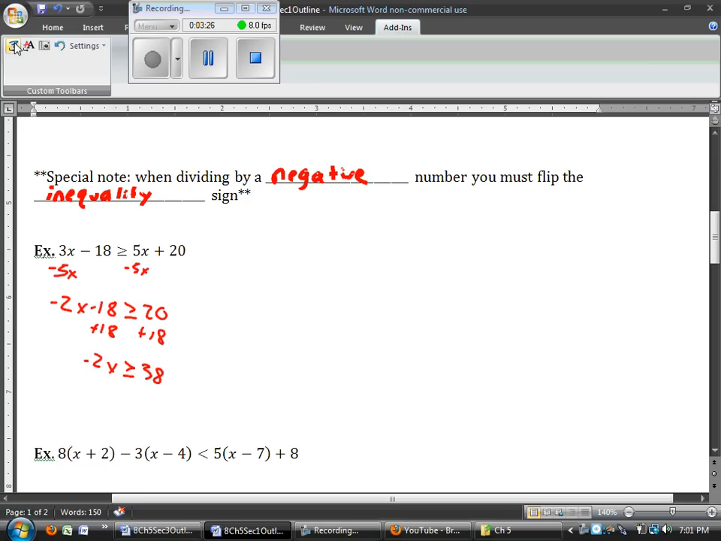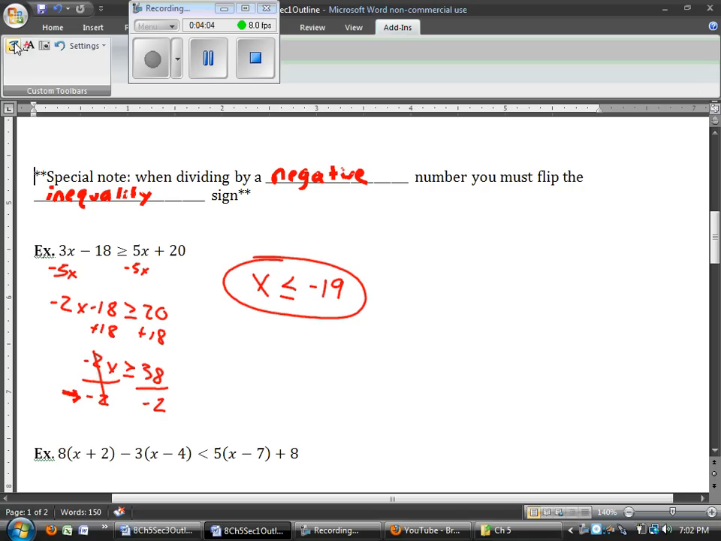Okay? Now is when I'm dividing. Divided by negative 2 on each side. Notice the negatives on the bottom. So when I say I'm dividing by negative 2, that means the negative is on the bottom. In the previous example, if you scroll up and look, or look on your notes, my negative sign was on the top, so I didn't divide by a negative. Here it's on the bottom, I'm dividing by a negative. Those cancel, so that leaves me with x being less than or equal to negative 19.